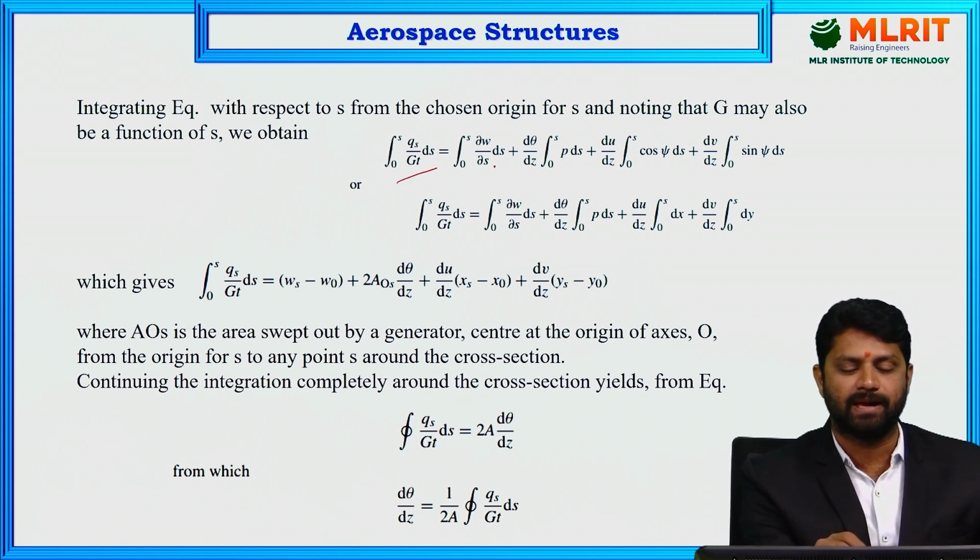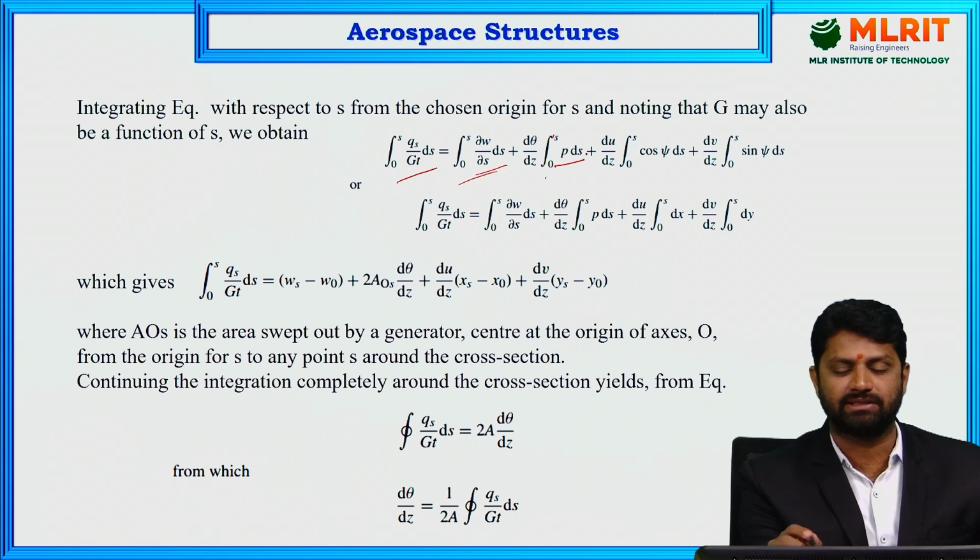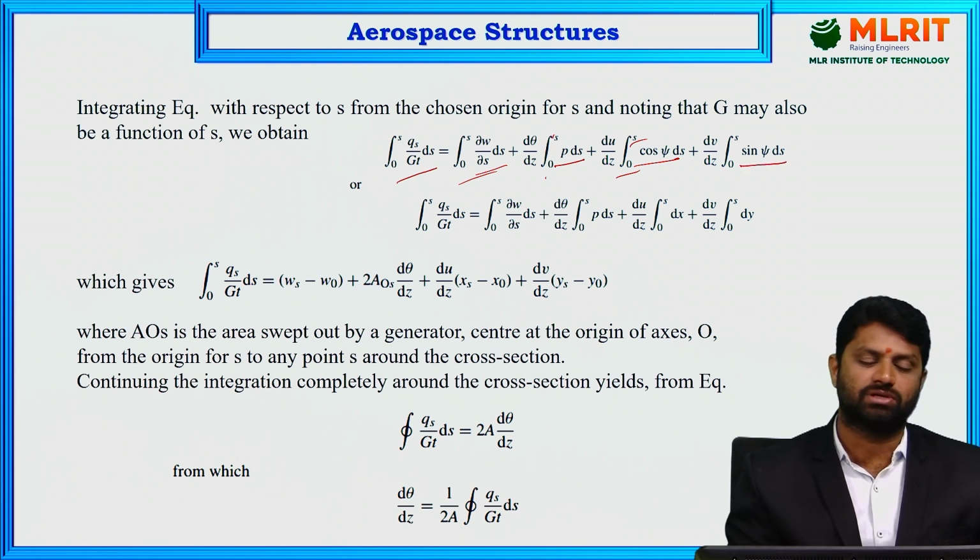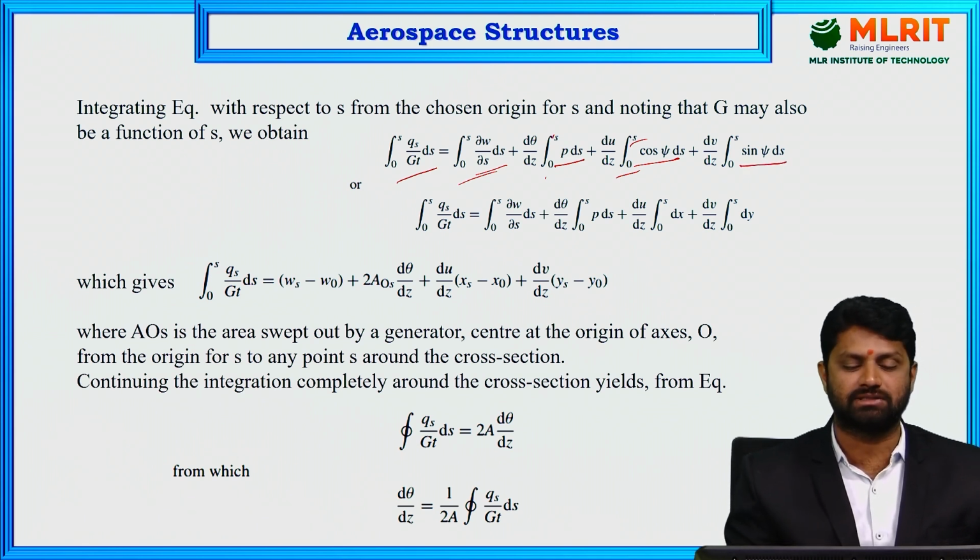We are integrating from 0 to S, and then ∂W/∂S is also integrated from 0 to S, and then we get dθ/dz times integral 0 to S of p ds, du/dz times integral 0 to S of cos ψ ds, and dv/dz times integral 0 to S of sin ψ ds. So this is the integration that we considered for the complete equation, taken from the origin 0 to the region S.